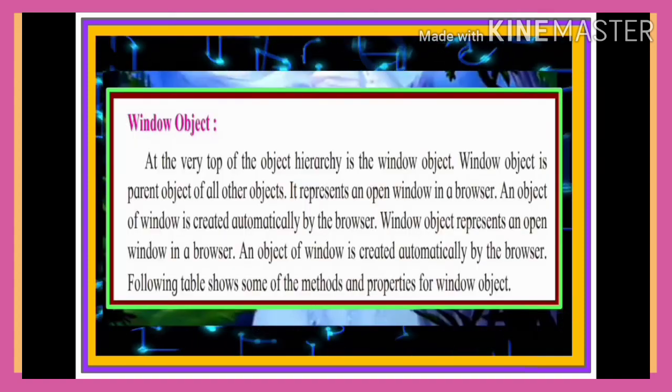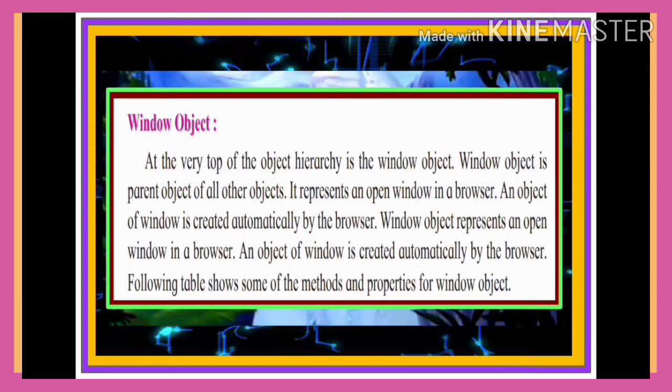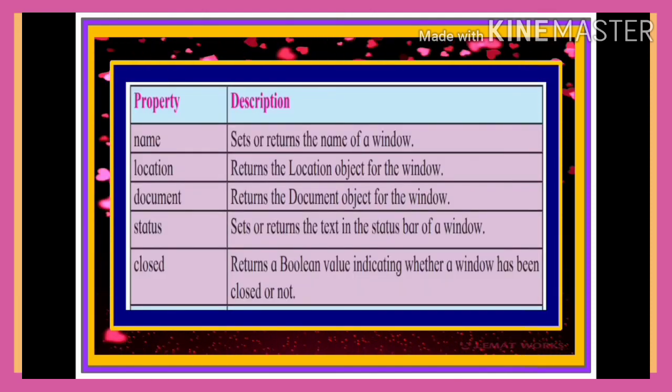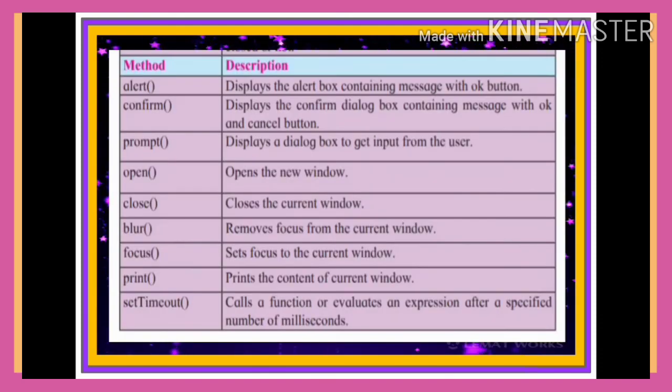We will continue with window object in our next part. In our next part, we will see the property and description of window object, methods and description and meaning of window object. Some methods of window object we have already used in 11th standard. For example, alert method, confirm method, prompt method, etc.